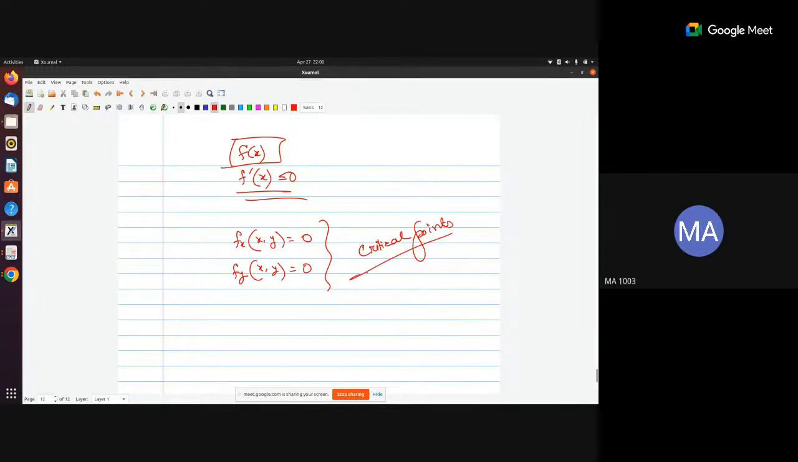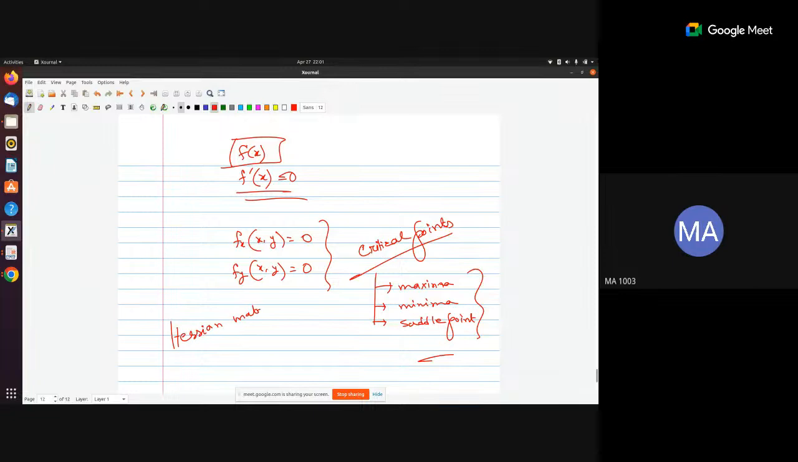Correct? And how many classes are there? Maxima, minima, and saddle point. Now, to find this maximum, minimum, saddle point, we have some parameters, right? How should we check? There is something called the Hessian matrix.